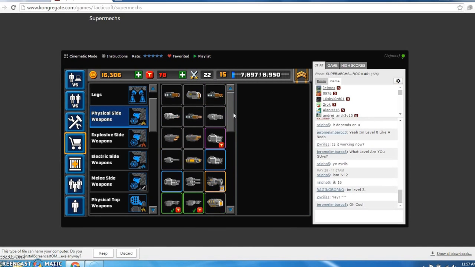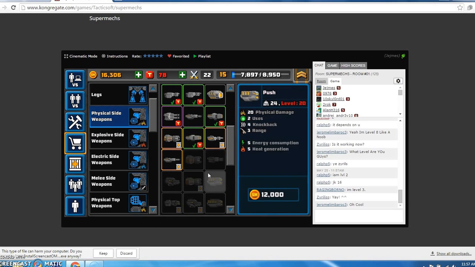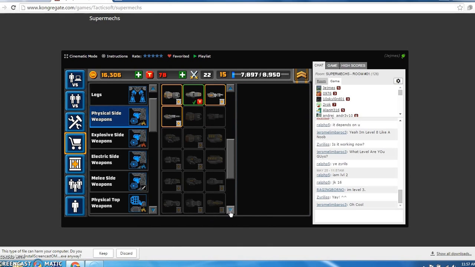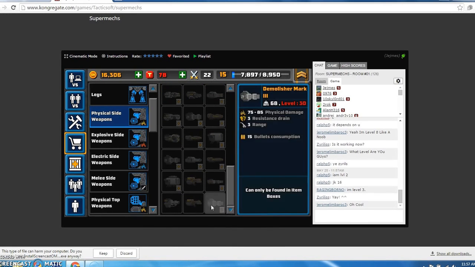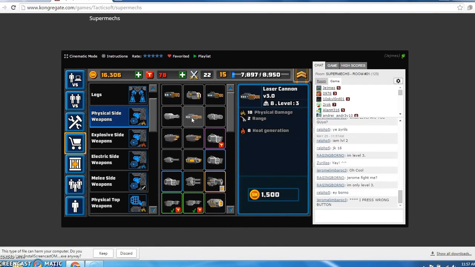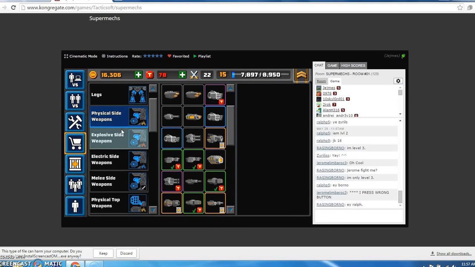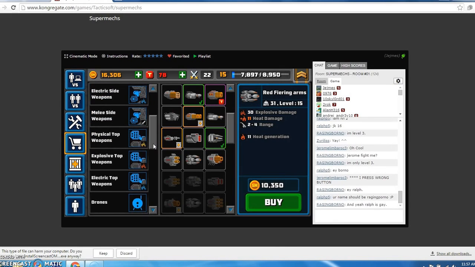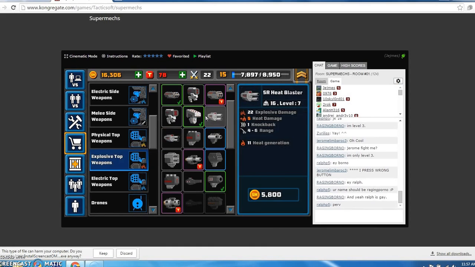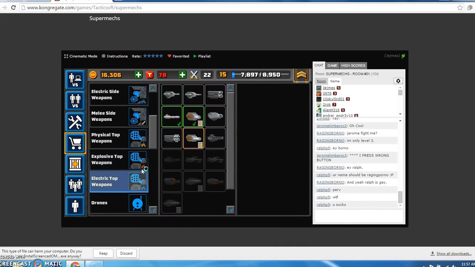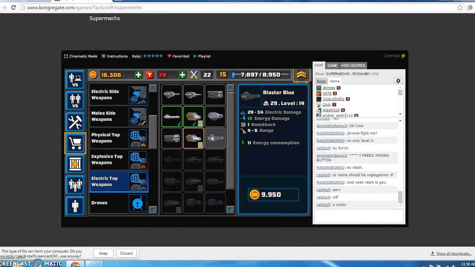Where's the one I'm currently using? I prefer the physical weapon anyways. Okay. Are you kidding me? Okay. But those are top weapons. Oh, so this is better. Okay. What do I have here? Okay.